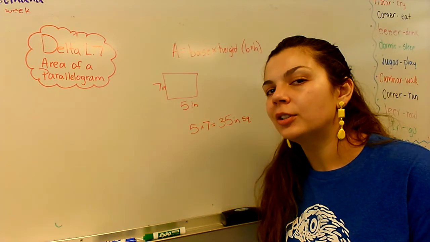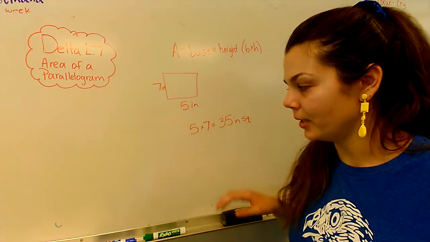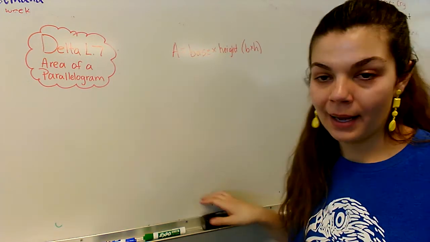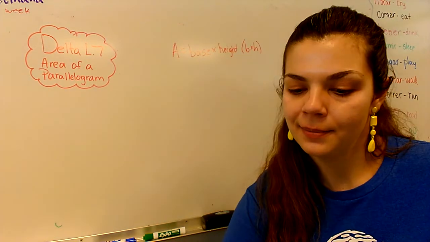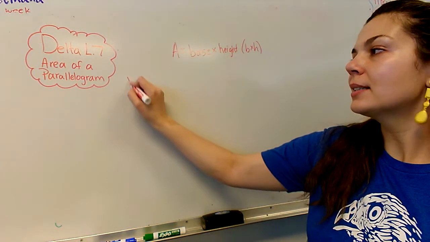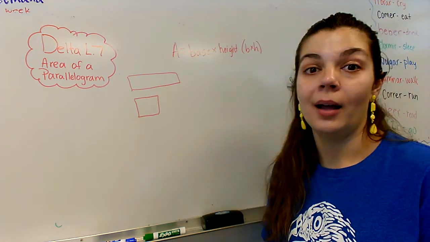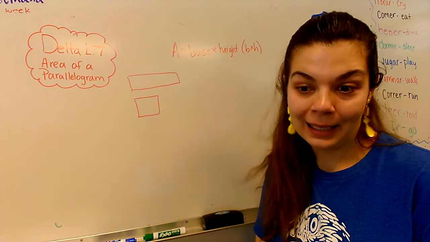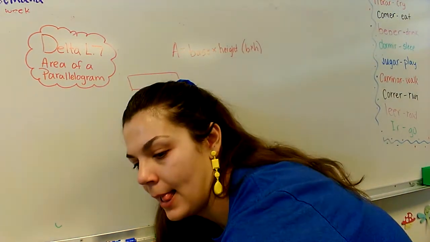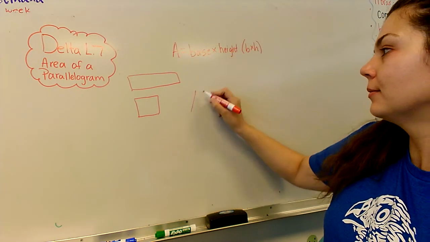Now, what about if our shape changes drastically? Okay, and by that I mean a parallelogram. So we have nice rectangles, and we have nice squares. Well, a parallelogram is not like that. A parallelogram, wait a sec, let me get this. Perfect. A parallelogram is like this.